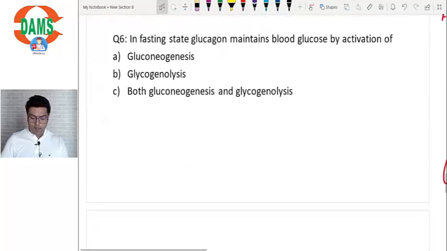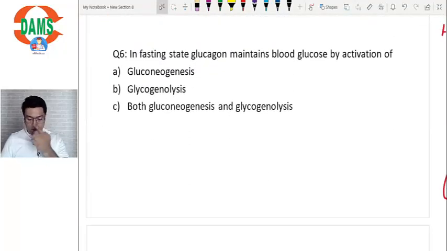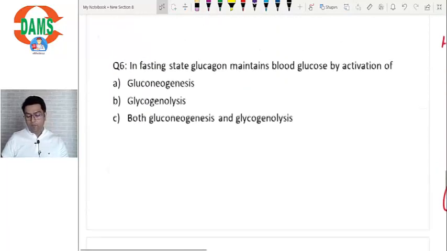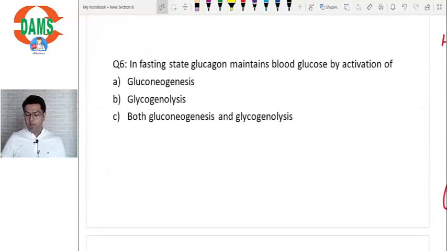So guys, question number 6. Moving to the next question. In the fasting state, glucagon maintains the blood glucose by activation of... I didn't get the option D. Okay, so guys, always remember that in the fasting state we have just two mechanisms to maintain blood sugar.